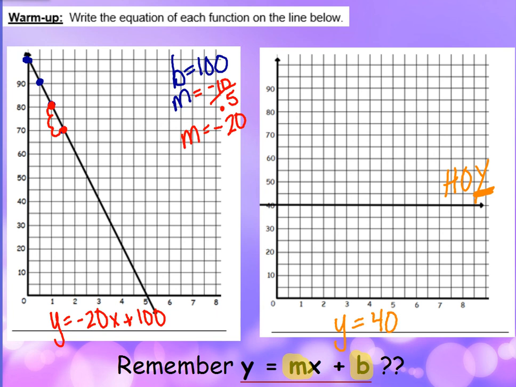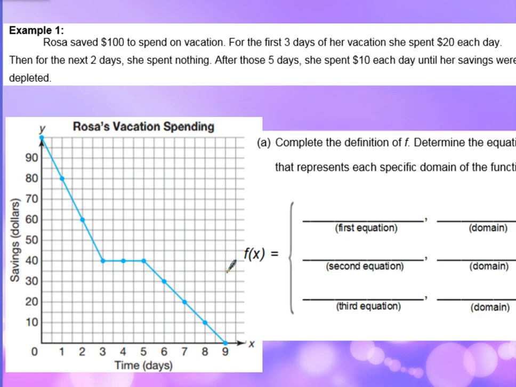Now let's take a look below at example number 1. Rosa saved $100 to spend on vacation. For the first 3 days of her vacation, she spent $20 each day. Then, for the next 2 days, she spent nothing.